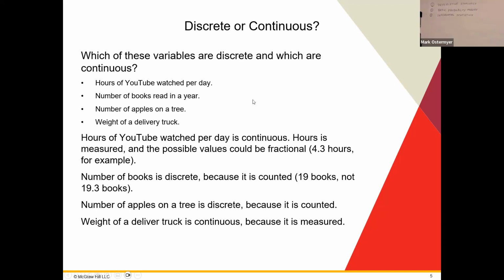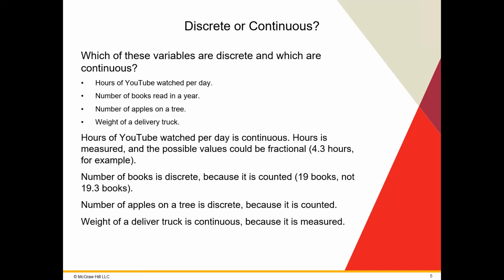What do you think about the number of books read in a year? Is that discrete or continuous? Probably discrete. I mean, there's no sense in saying that I read 1.65321 of a book. No, it's either you read one book or two books or three books or four books or five books or six books. That's discrete.